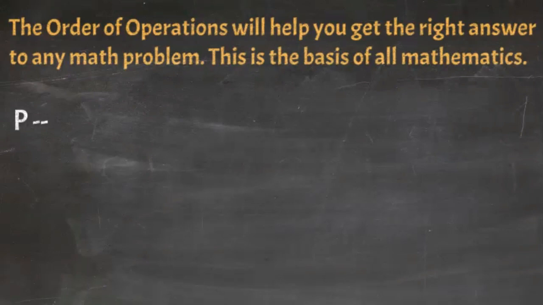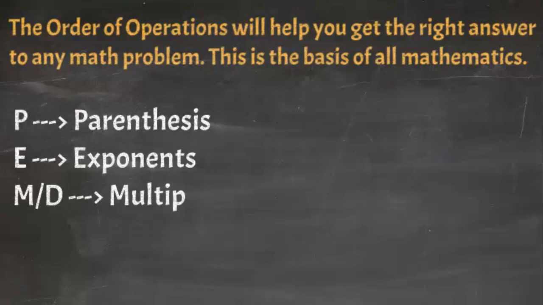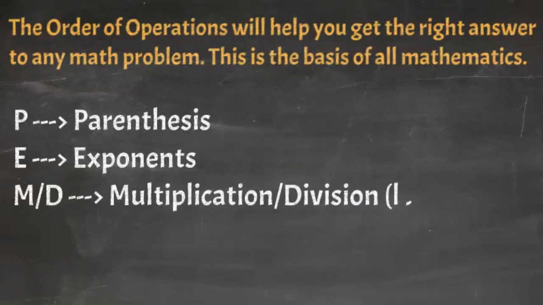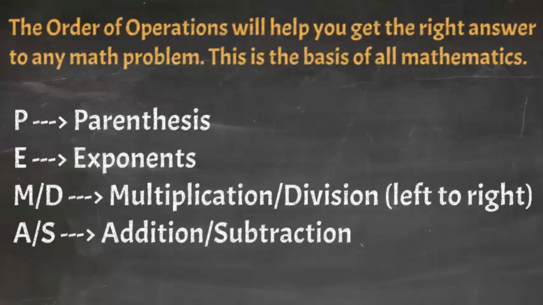The acronym PEMDAS stands for P, parentheses, E, exponents, M and D stand for multiplication or division. You do those from left to right in order. And then AS is addition and subtraction, again left to right in order. This makes the word PEMDAS.